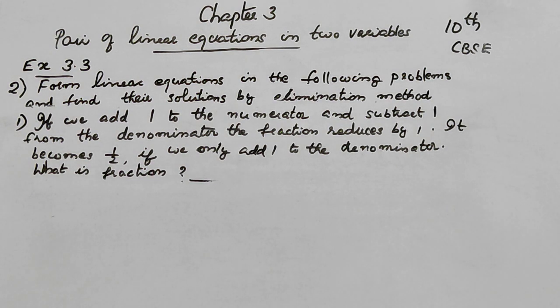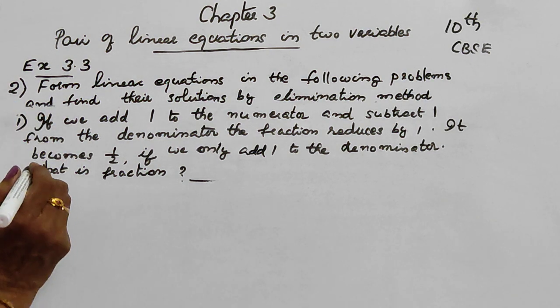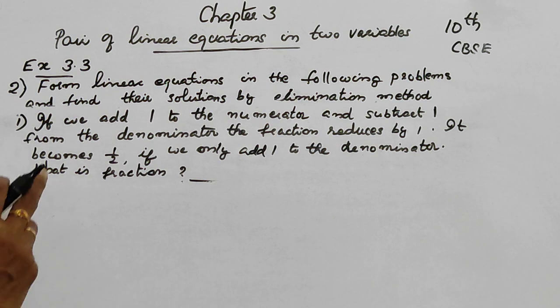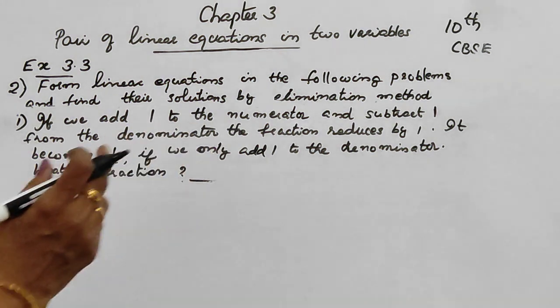Today we are going to do exercise 3.3, second question, of chapter 3, Pair of Linear Equations in Two Variables. The question is: form linear equations from the following problems and find their solutions by the elimination method. In that there are 5 questions in the second question. First question is: if we add 1 to the numerator and subtract 1 from the denominator, the fraction reduces to 1. It becomes half if we only add 1 to the denominator.